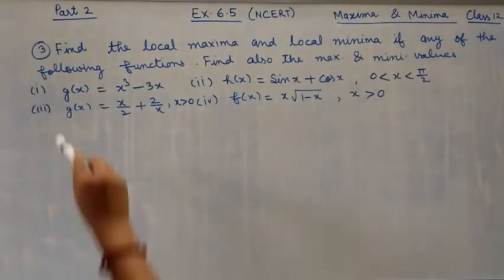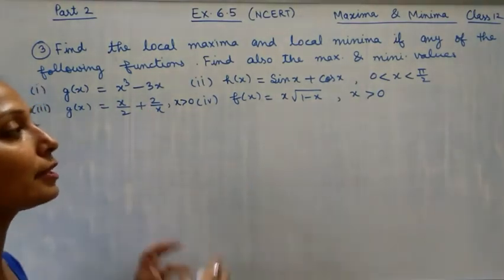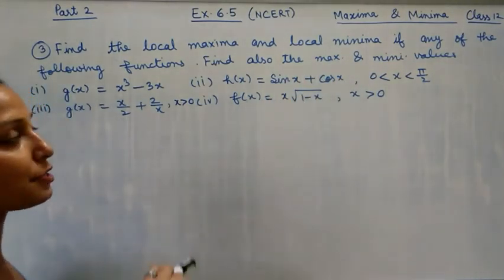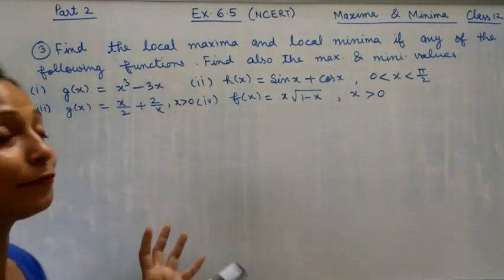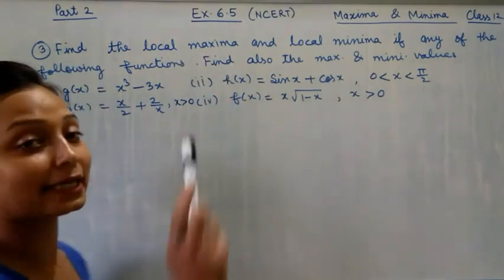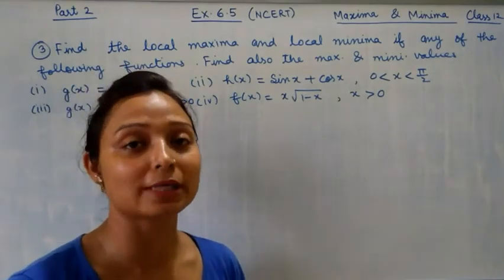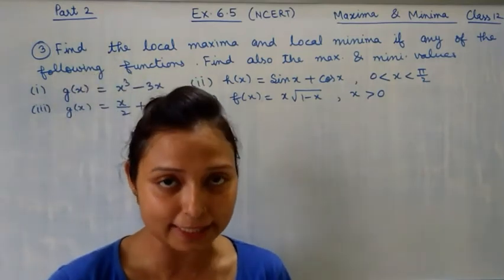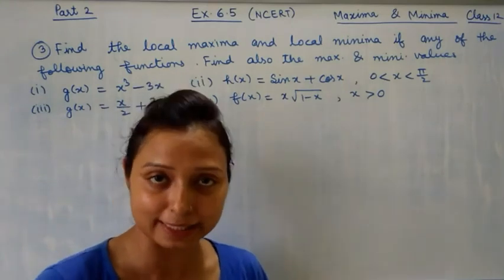Now I have taken question number 3 and there are four different parts. The method of doing these questions is the same, but these are trigonometric functions, these are irrational functions, these are rational, and this is a simple function. So I have taken four different types of functions. Before starting this question I want to remind you about the second derivative test. I have already told you about the first derivative test and second derivative test. Before starting I will again repeat the steps of the second derivative test.